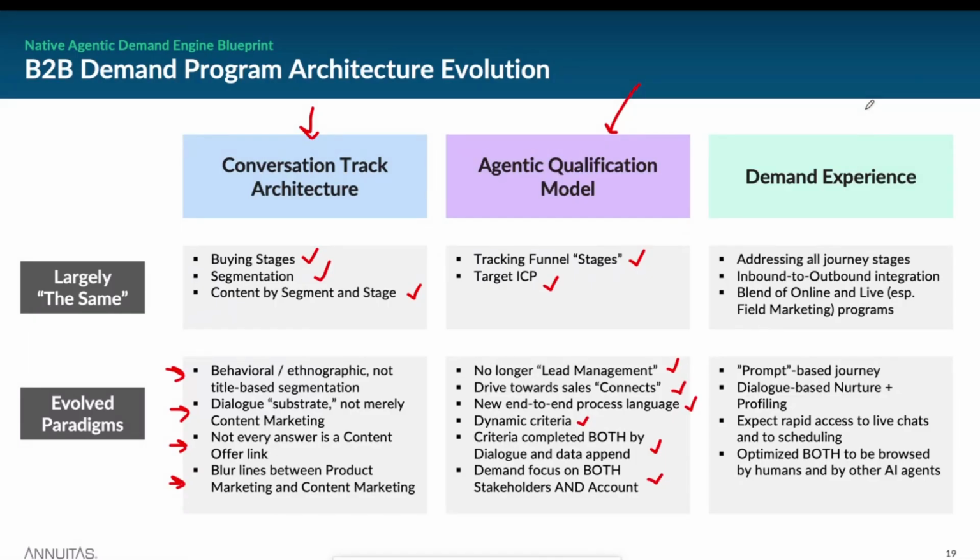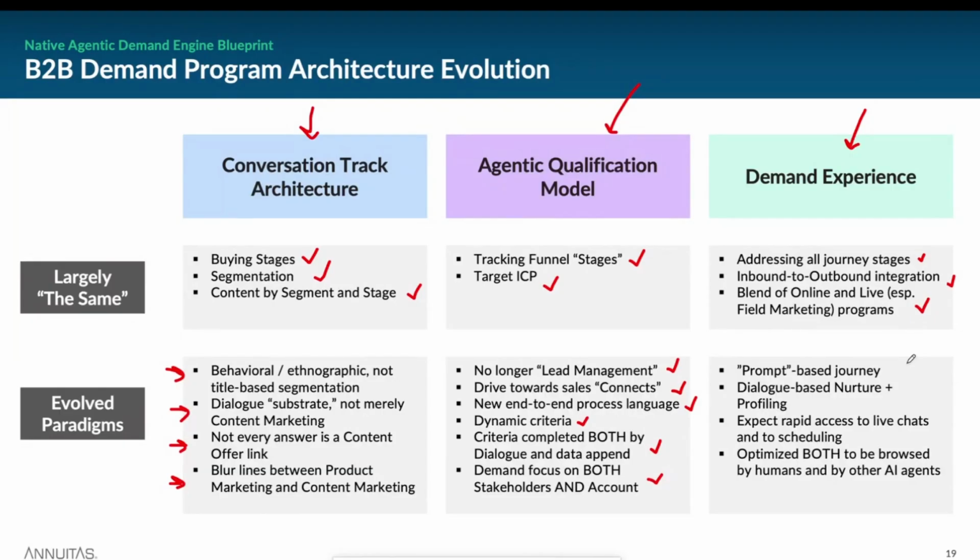The last piece of this is that obviously we still care very much about the demand experience. In fact, arguably, the demand experience is more important in an agentic paradigm. We want to see the nature of the interaction, the value back to the buyer, the support and stewardship of their journey to be higher. We want demand experience to go up. So we absolutely want to address all of their stages. We want to blend and bring online and offline, inbound and outbound together. But some things are going to fundamentally change.